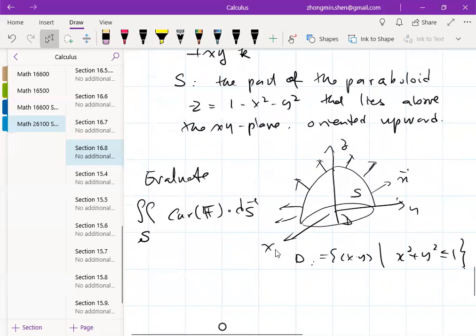By the Stokes theorem, just like in certain cases we use Green's theorem, right? Green's theorem is used in the opposite direction. You are given a line integral, and you evaluate it using a double integral.